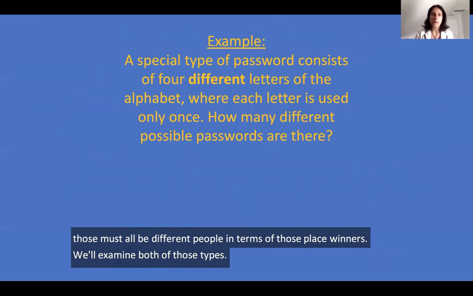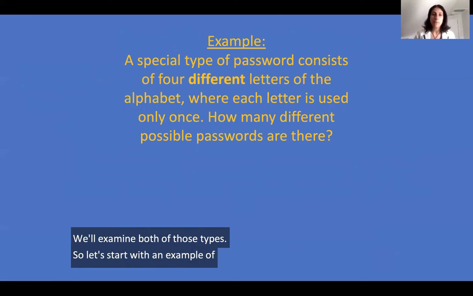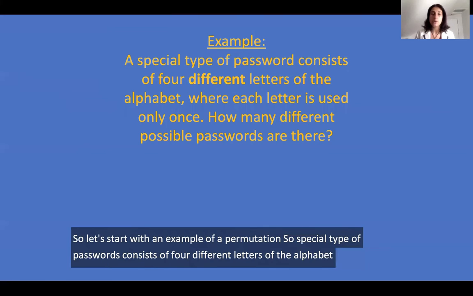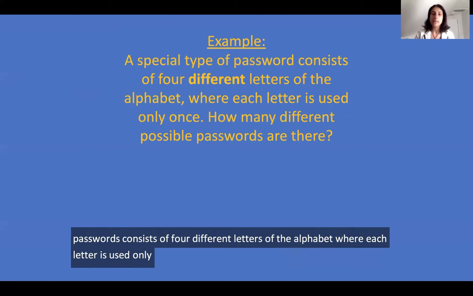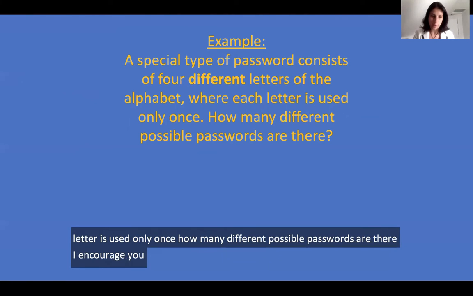So let's start with an example of a permutation. A special type of password consists of 4 different letters of the alphabet, where each letter is used only once. How many different possible passwords are there? I encourage you to pause the video and try this.